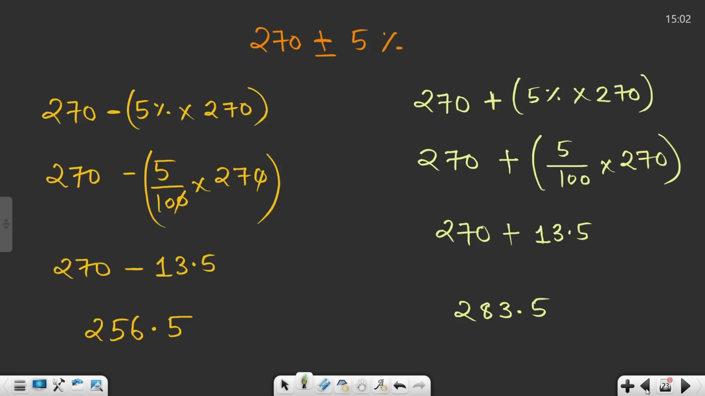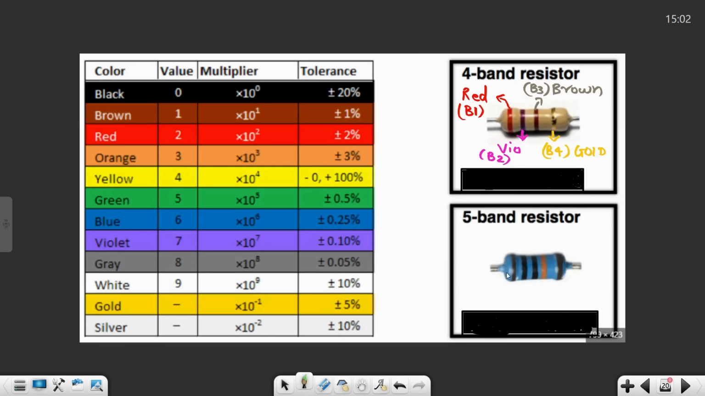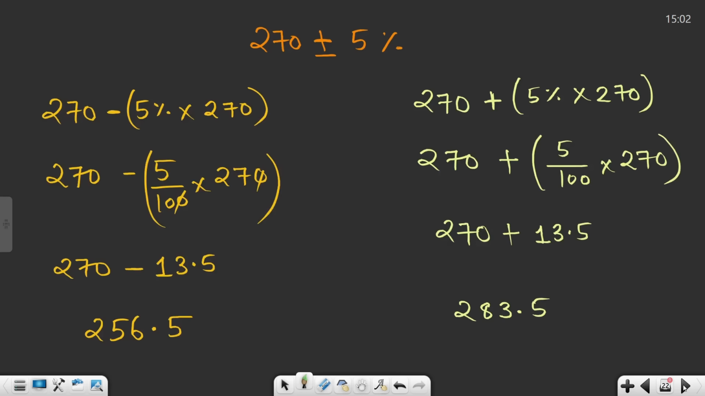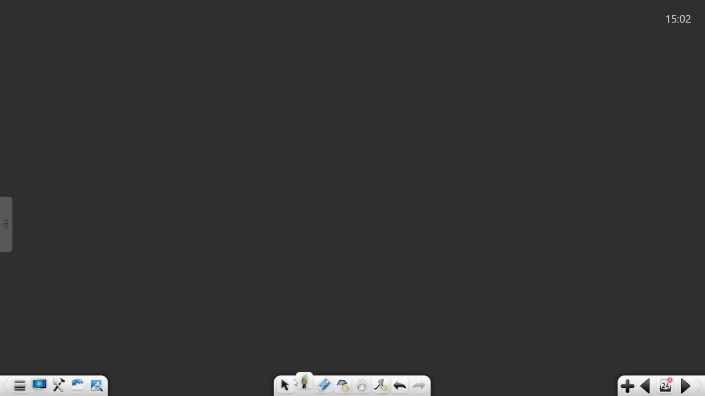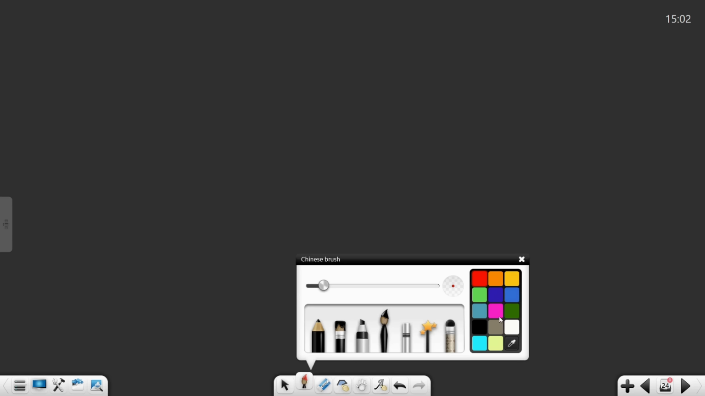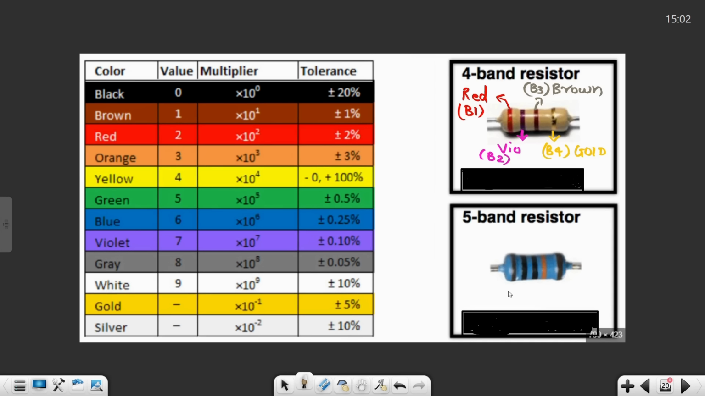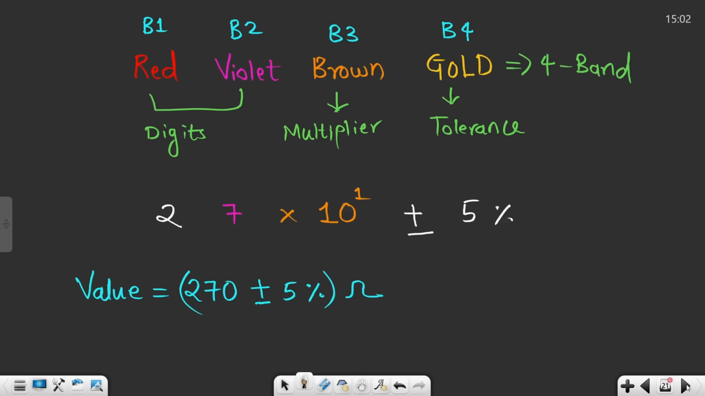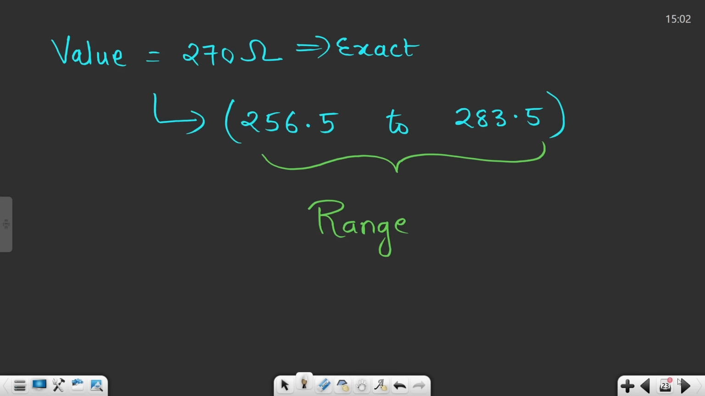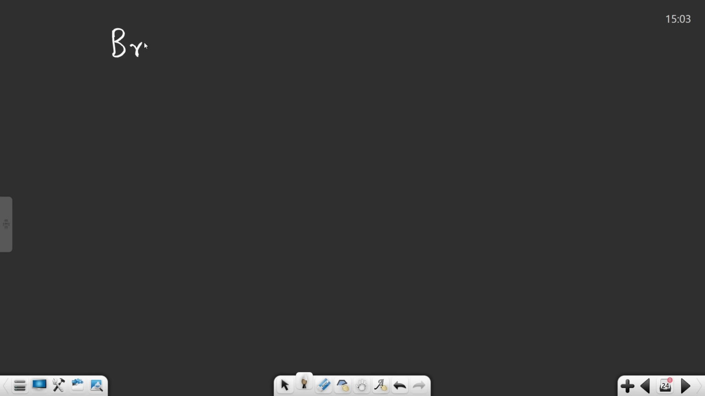Now treat this as your homework. This is the 5-band resistor. I'll just give you the color code over here. So the color code is brown, black, orange and brown. So this is the color code.